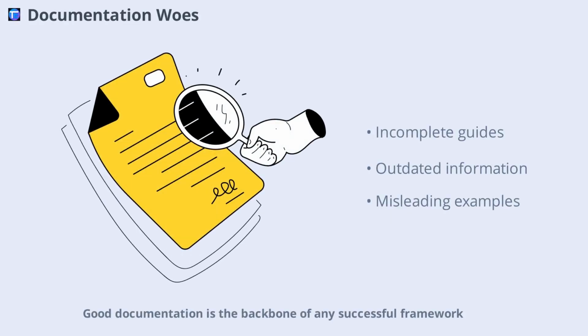Good documentation is the backbone of any successful framework, but LangChain's resources often leave users stranded. Many developers report incomplete guides, outdated information, and misleading code samples. Instead of clear instructions, you're forced to dig through GitHub issues and Discord chats just to understand basic features. This lack of reliable documentation slows down development and increases frustration, especially for teams trying to build production-ready systems.